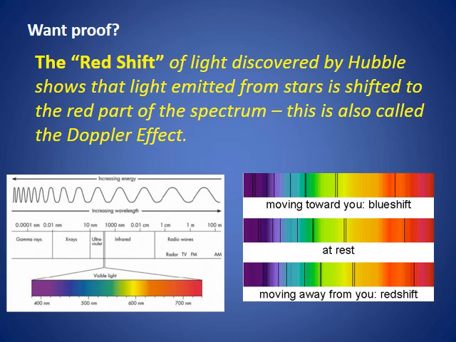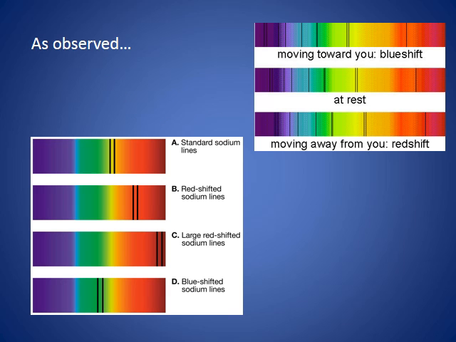So notice those 2 little lines in the middle. And if that object was moving towards us, those 2 little lines would be shifting towards the blue. If they're moving away from us, those 2 little lines are shifting towards the red. And of course, here you just have a couple of different examples of the sodium lines, and then where they shifted to the red, and then where they shift to the blue.